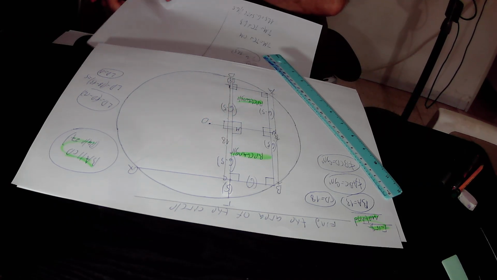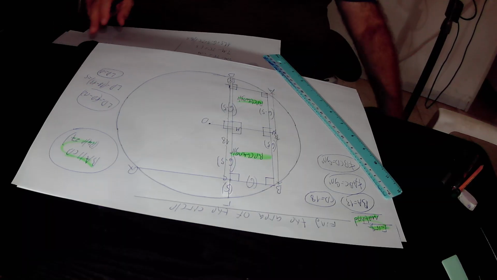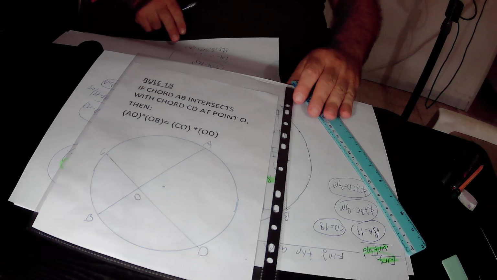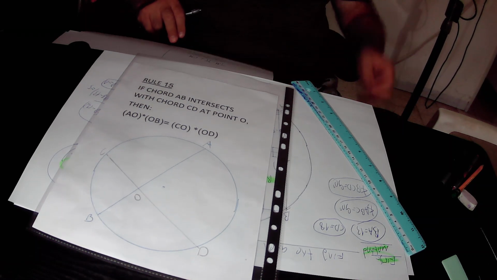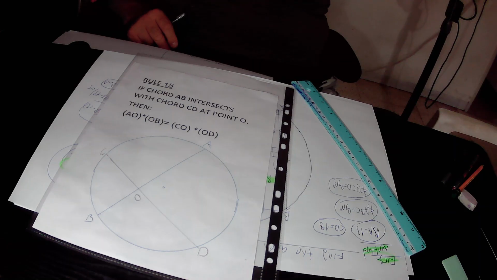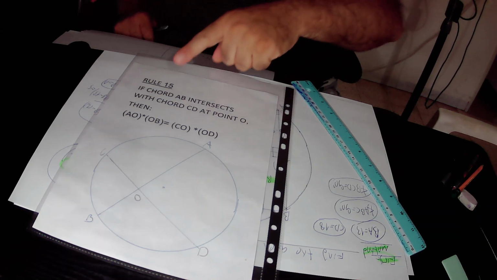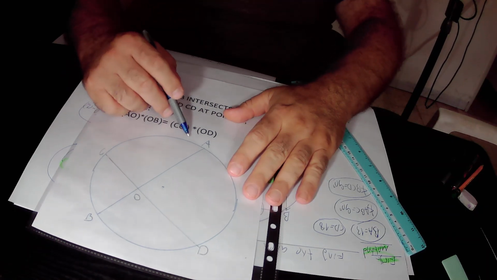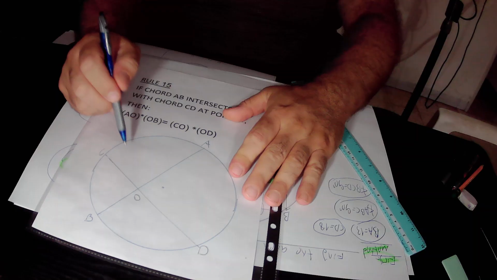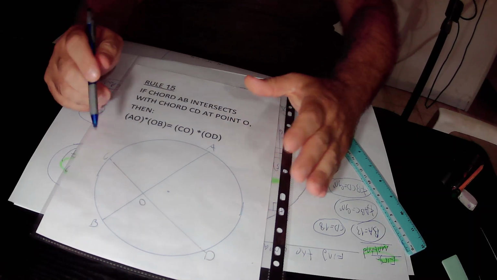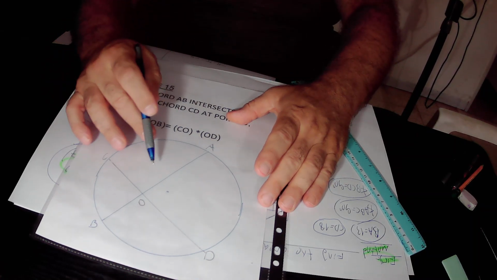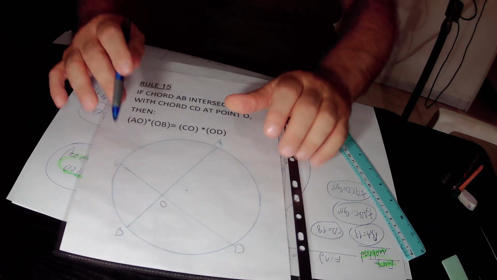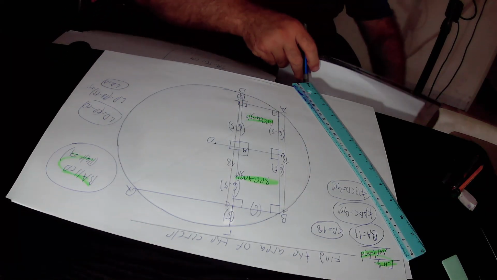So let me repeat quickly rule 15. According to rule 15, if chord AB intersects with chord CD at point O, then the following equation is true: AO times OB equals CO times OD. So in the drawing we have a circle. This is chord AB that intersects with chord CD at point O. In this moment the following equation is true: AO times OB equals CO times OD. So we can actually implement rule 15 in our drawing.